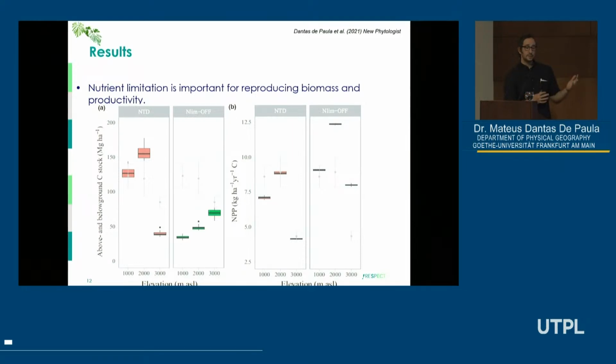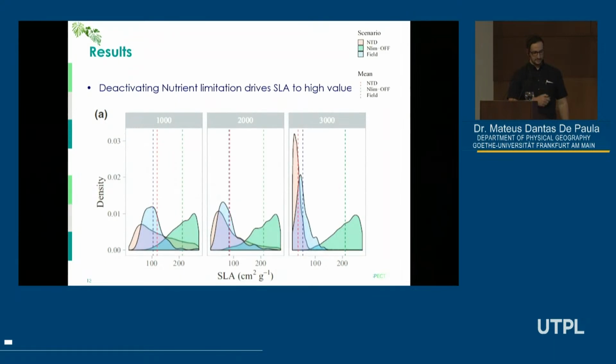So we are not able to simulate the forest without nutrient limitation and this organic matter cycle that I showed before. And the productivity, of course, goes up, much higher than what we expect from the field data, especially for the higher elevations. It makes no sense. So we have to include nutrient limitation.